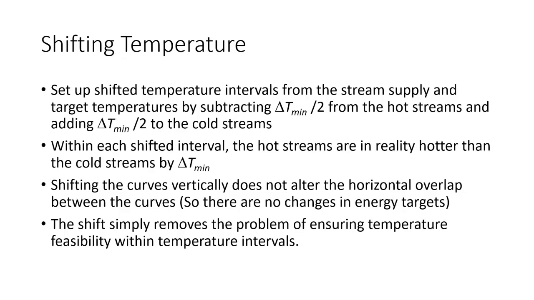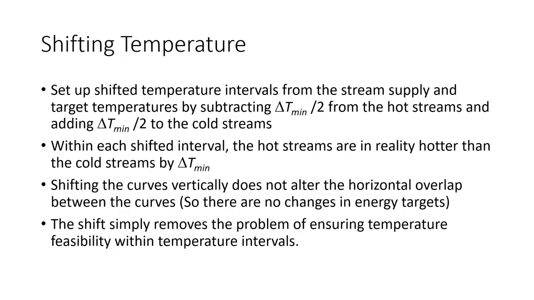For performing analysis through the problem table algorithm, we first need to define delta T minimum. This delta T minimum will give you an idea about the energy targets, and this will help you to shift your temperature for hot and cold streams. The shifting of temperature is done to make sure that at any given time, your hot stream and cold stream temperatures are away from each other by minimum delta T difference.